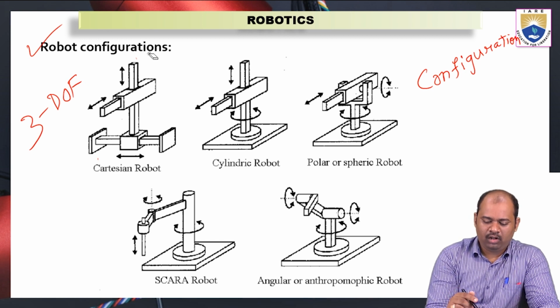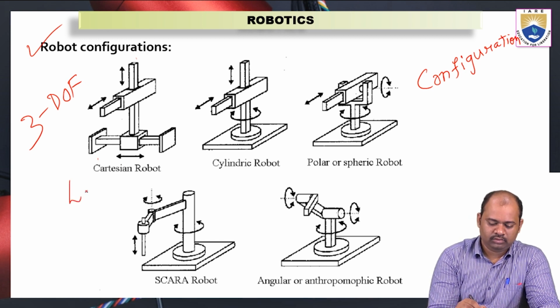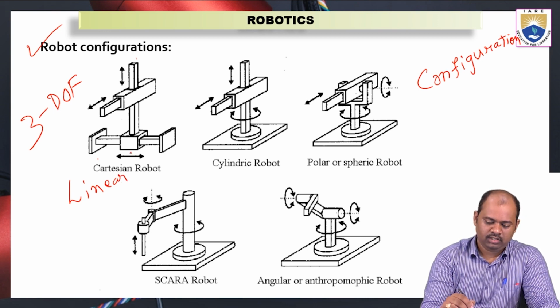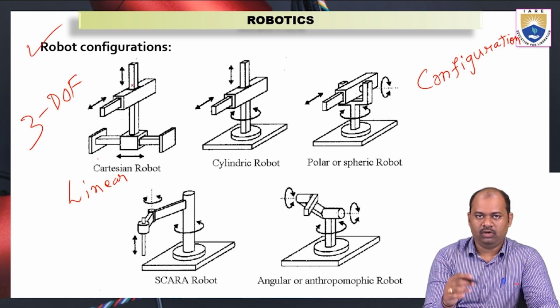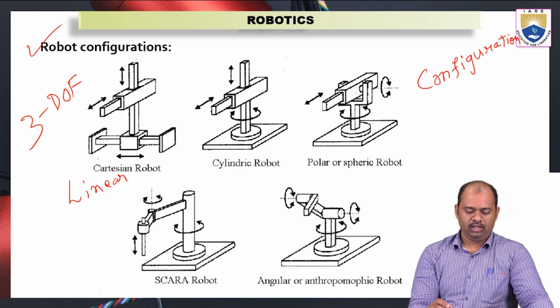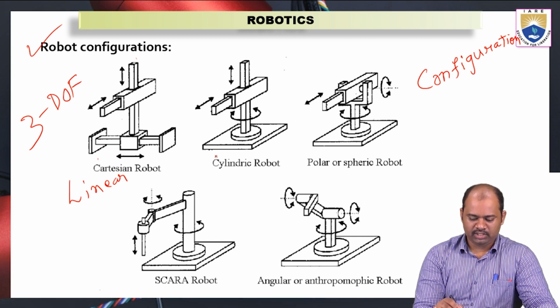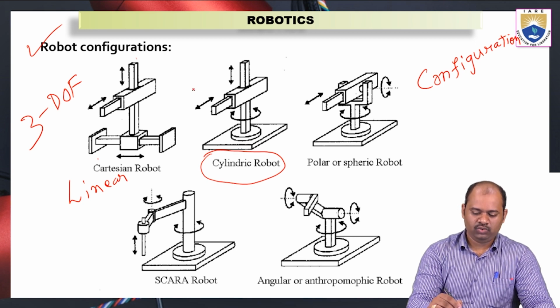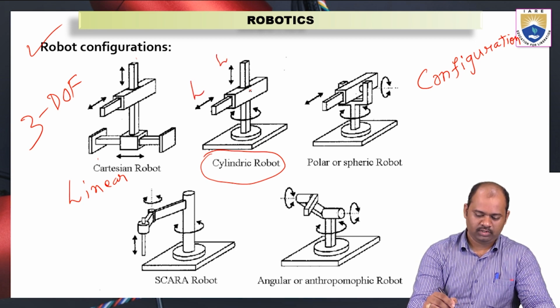We can observe all the motions are linear here. There is no rotation in any joint. Horizontal motion, up and down motion, to and fro motion. All 3 motions are linear only. Now the second kind of configuration is the cylindrical robot. In a cylindrical robot, 2 linear motions and 1 rotational motion are possible.